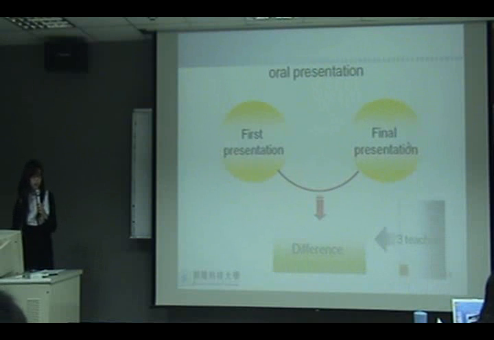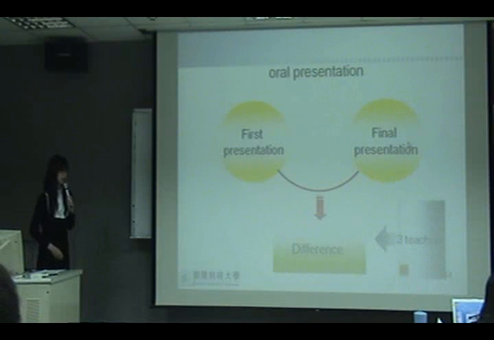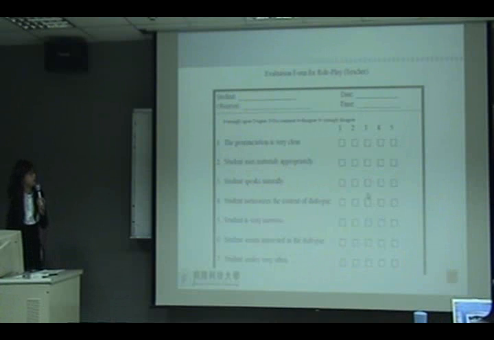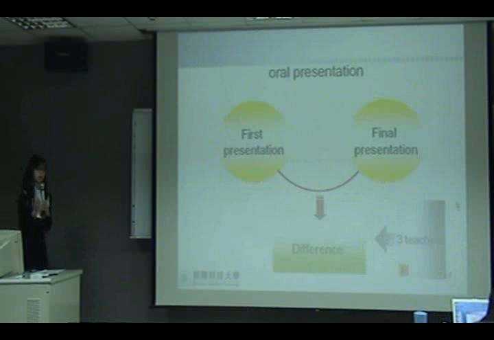I will invite 3 teachers to help me fill out an evaluation form like this. This is the form that I'm going to design for the teachers to do the evaluation. For example, for student A, do the teachers agree that student A's pronunciation is very clear? If you strongly agree, then mark 1. If you strongly disagree, then mark 5. I'll use this kind of evaluation form for teachers to score the students. And this is my whole presentation.